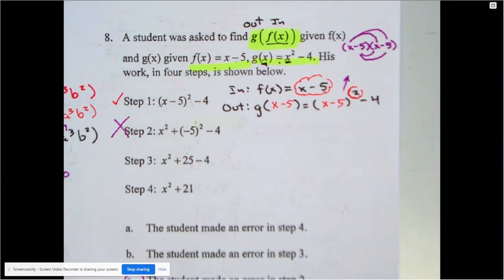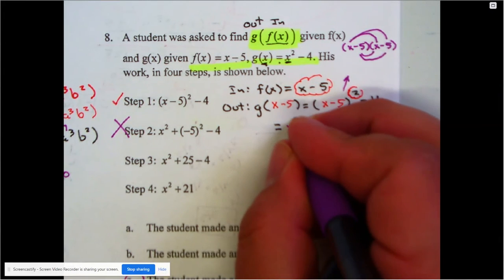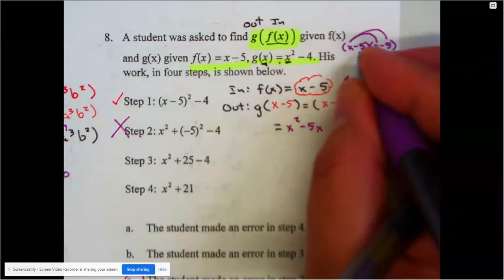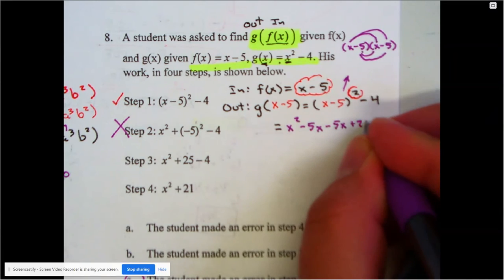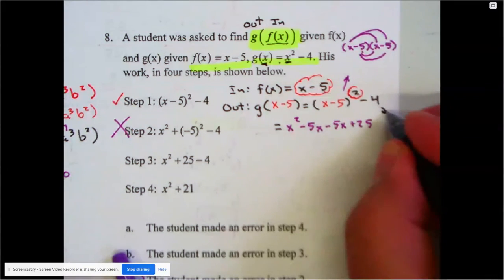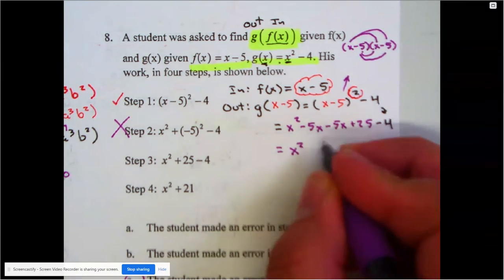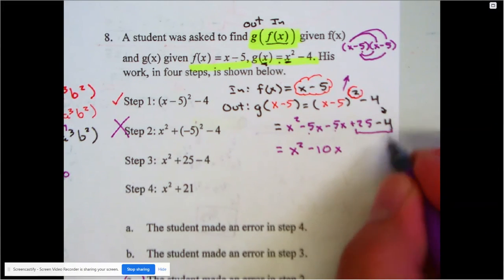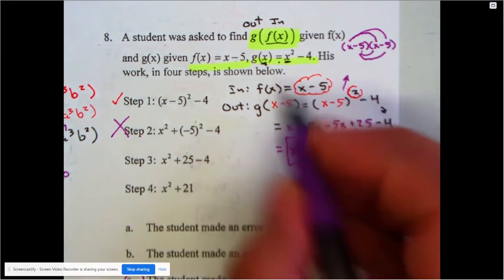In fact, look at what you're supposed to get. Let me move this a little bit over. X times x is x squared. X times negative 5 is negative 5x. Negative 5 times x, negative 5x. And negative 5 times negative 5 is positive 25. And yes, patiently waiting was the minus 4. So remember, we don't even look at what they did. We already know they messed up. So I end up with x squared. These two together make negative 10x. And when I combine these two, that's when I get the positive 21. This should be the solution to g of f of x.